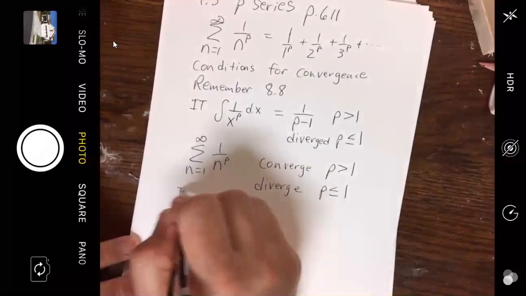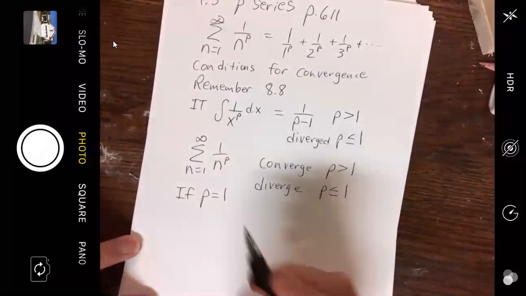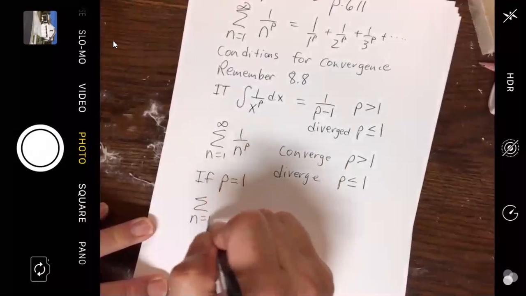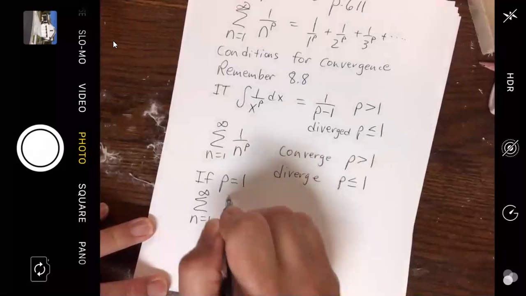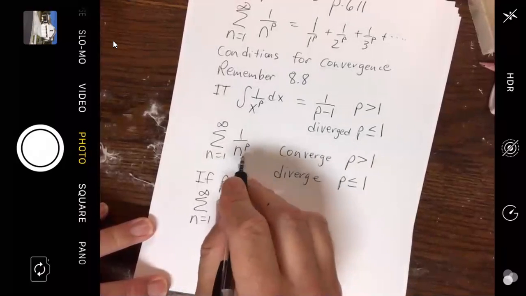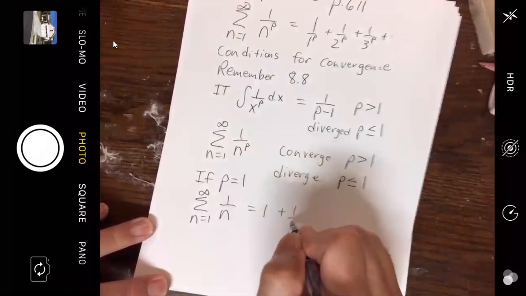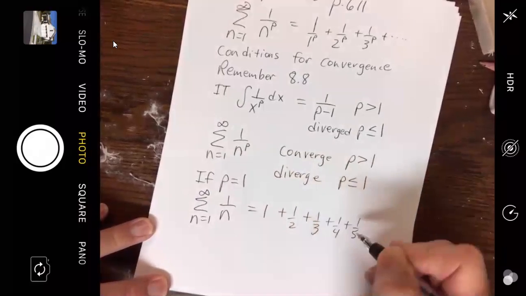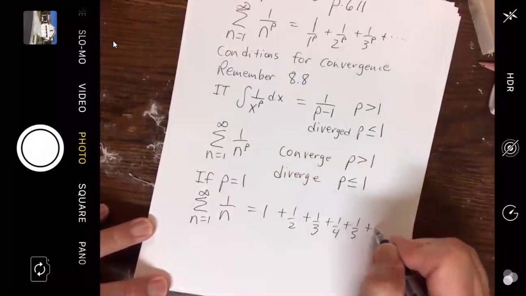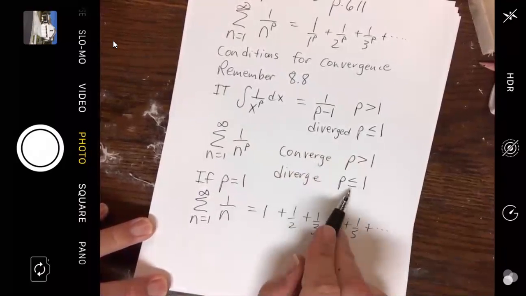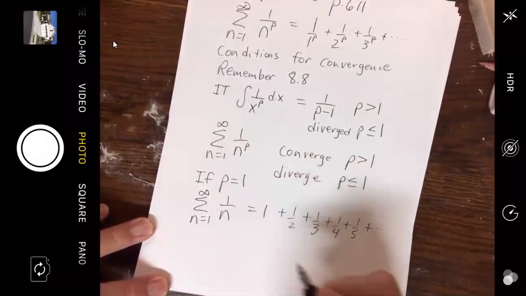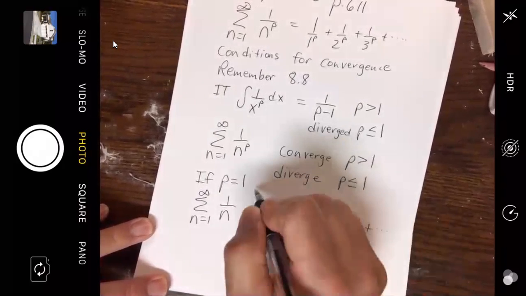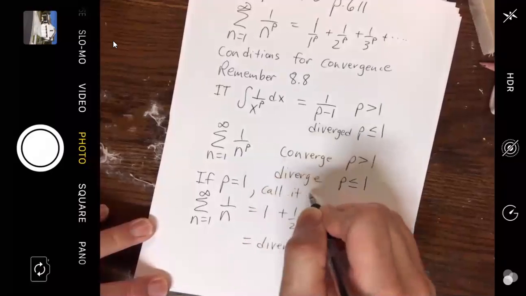Okay, if p equals 1, and that's the first kind of example I did, that would give you sum of n equals 1 to infinity 1 over n. P is 1, that's just a straight 1 over n, and that is 1 plus a half, third plus 1/4 plus 1/5. You just get all the fractions added starting with 1. And p equals 1 applies to this. This diverges. If p equals 1, they call it harmonic.